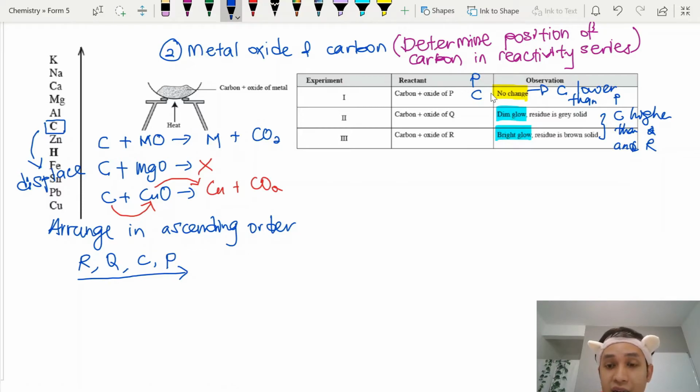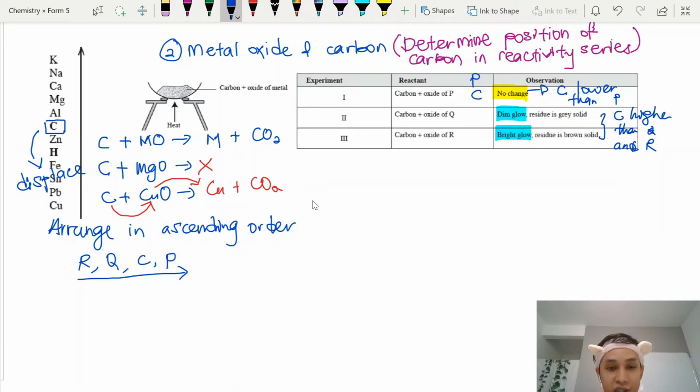Okay, so that is how we identify. It's based on this one. So I repeat again. If reactive, meaning the metal is further from carbon. Less reactive, meaning the metal is nearer to the carbon. That is how we are able to identify the position of the elements here, the metal and the carbon.